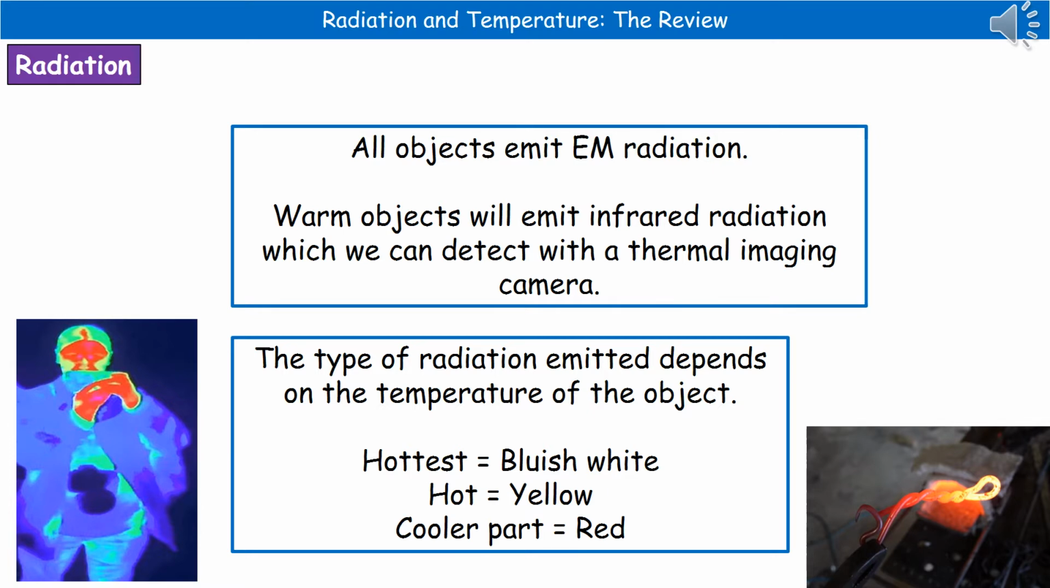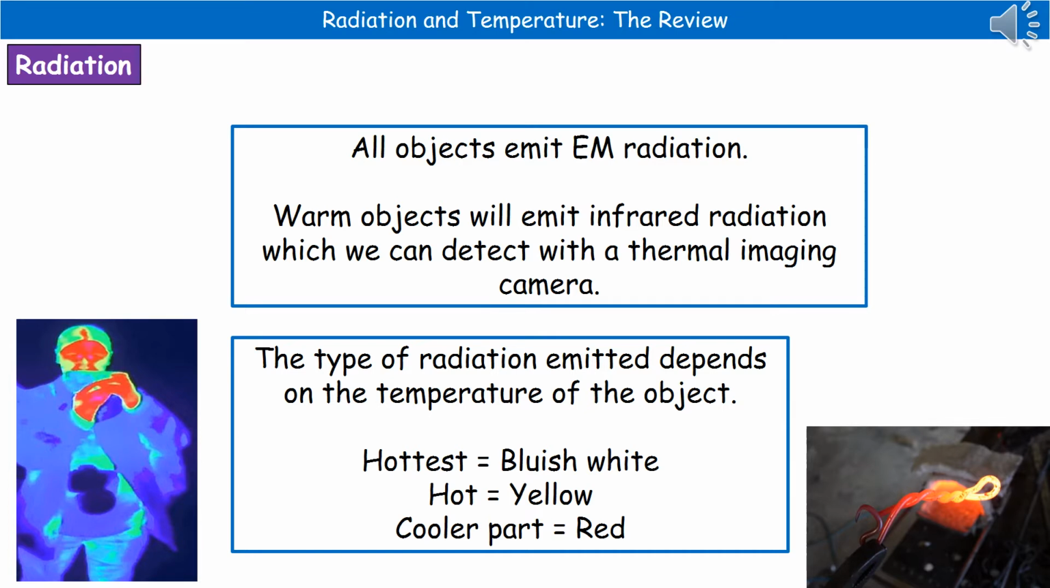And there's an image of a thermal imaging camera from the left there, and you can see that what we get there are the hotter parts are in the red, whereas the cooler parts tend to be the blues. Now, the type of radiation that's emitted will depend on the temperature of the object.